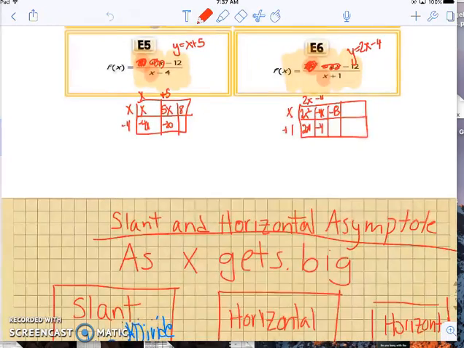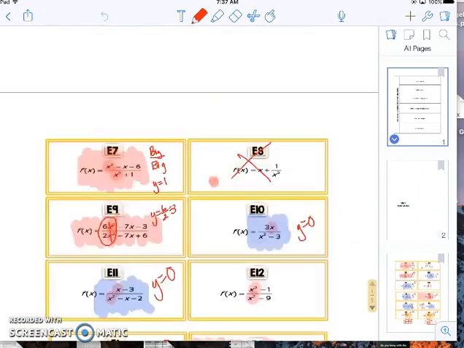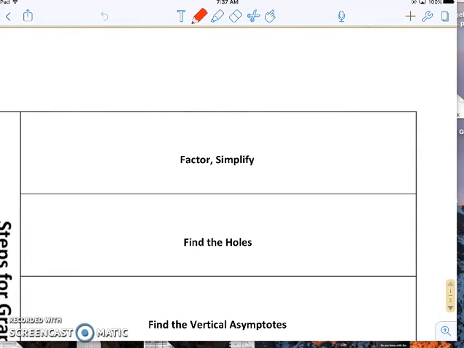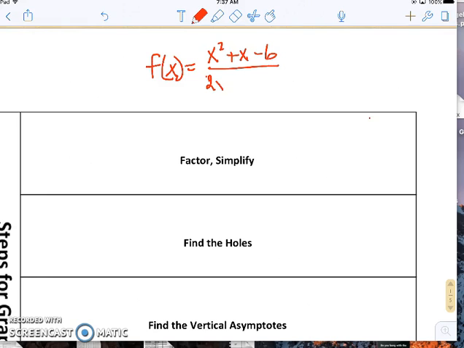Now, the next thing we're going to look at today is the steps for graphing these more complicated rational expressions. The first one we're going to take a look at is the problem f of x equals x squared plus x minus 6 divided by 2x squared plus 5x minus 3. And here are the steps for graphing, and you can lift these up and put them underneath the flaps. The first step is to factor and simplify.